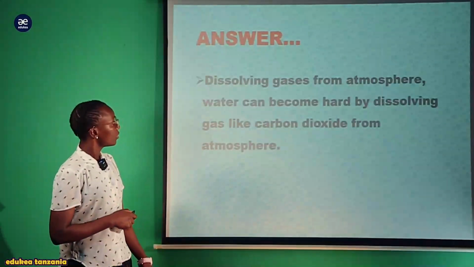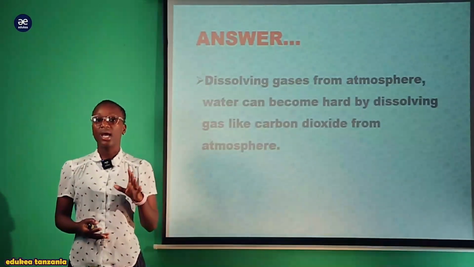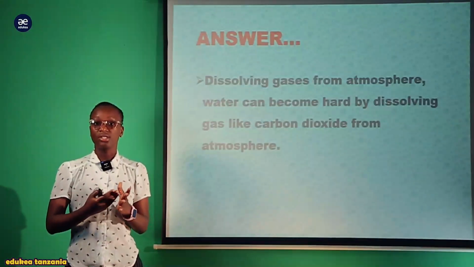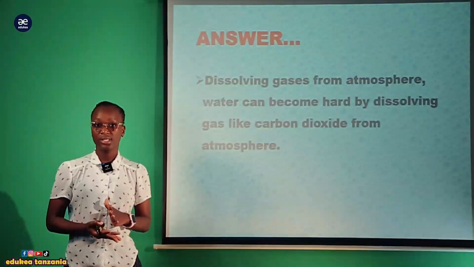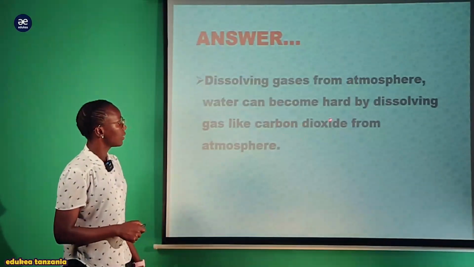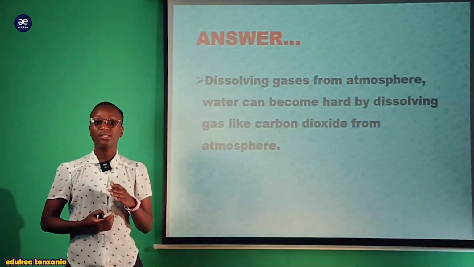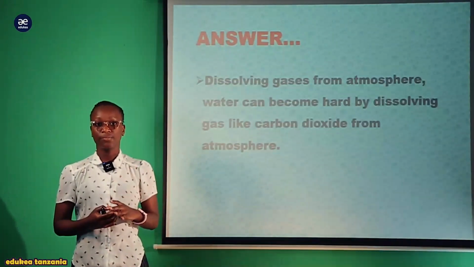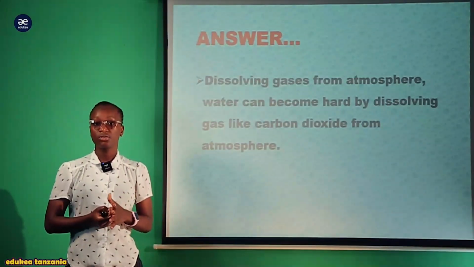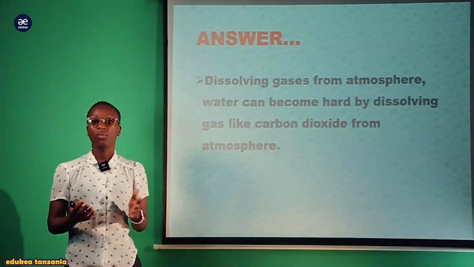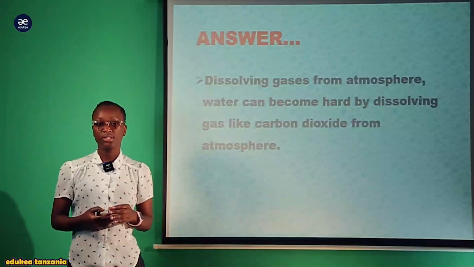But another is dissolving gases from the atmosphere. Some of the water undergoes hardness because of dissolution that happens in the atmosphere. You can see that water dissolves different gases. For instance, we have carbon dioxide from the atmosphere. Carbon dioxide from the atmosphere, once it reacts with the rain, obviously leads to this formation of hardness of water, because the water is contaminated with these impurities or these elements which influence hardness of water.